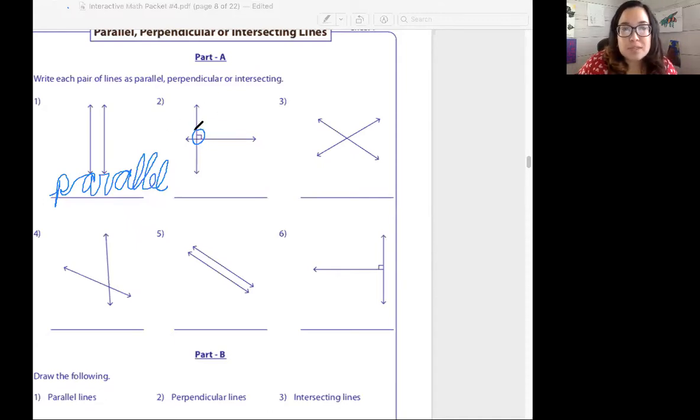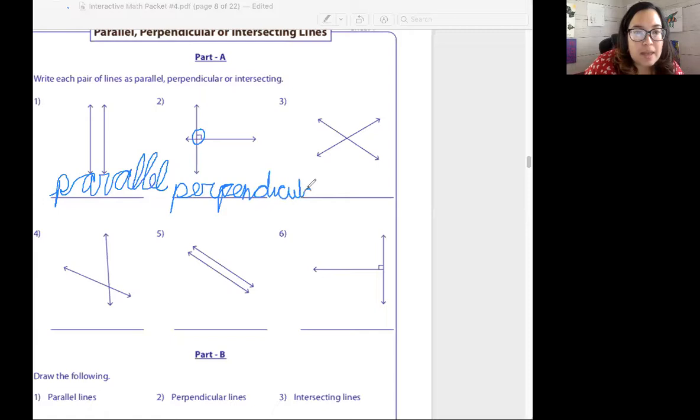So what is this one going to be? Parallel, perpendicular, or intersecting? Yes, perpendicular. Remember, perpendicular has to have a right angle. So perpendicular, P, E, R, let's mess that one up. P, E, N, D, I, C, U, L, A, R. That is a long word, perpendicular.